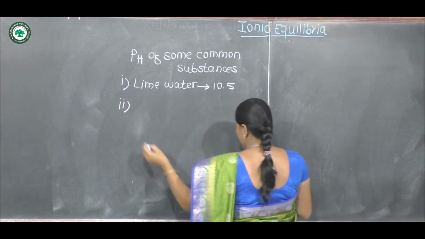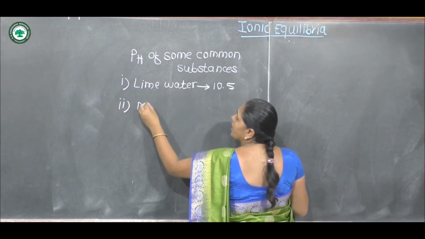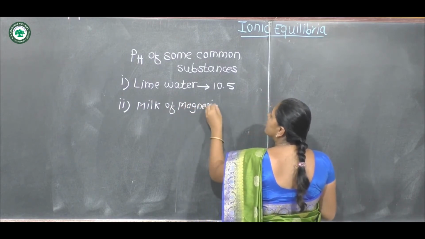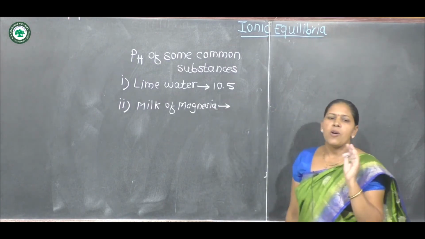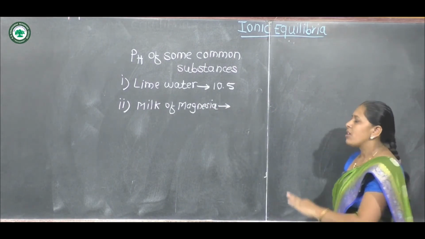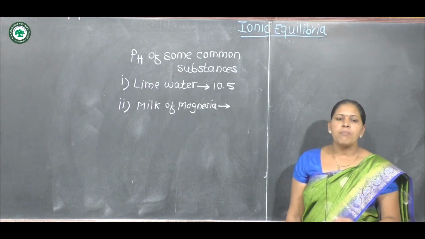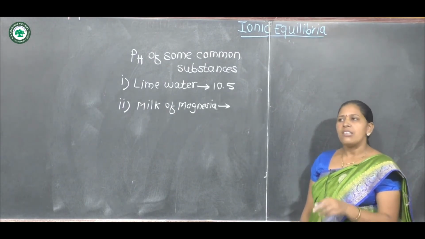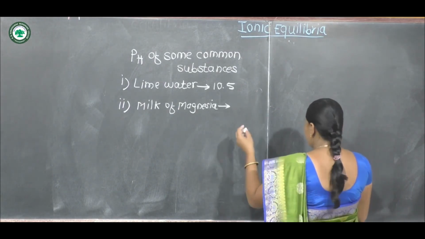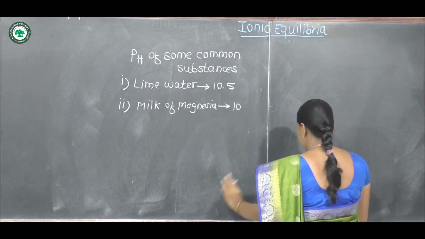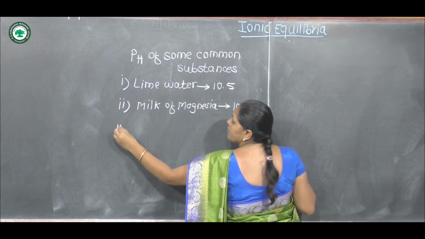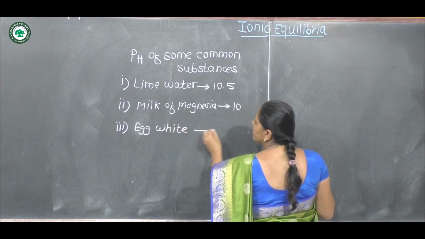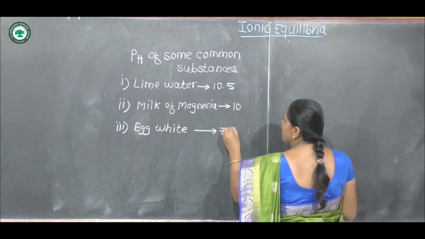Second is milk of magnesia. It is another name of magnesium hydroxide. Therefore we should know what is meant by milk of magnesia. Milk of magnesia is magnesium hydroxide. It consists of OH minus ion, therefore it is basic and its pH is always greater than 7, 10. Then pH of egg white is 7.8. It is also basic.